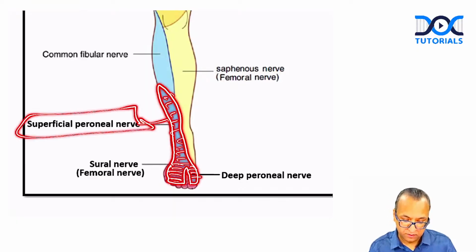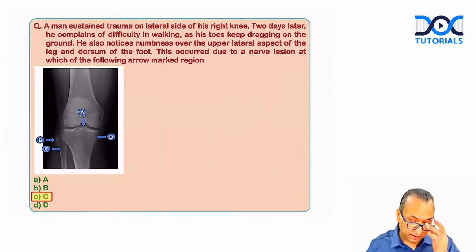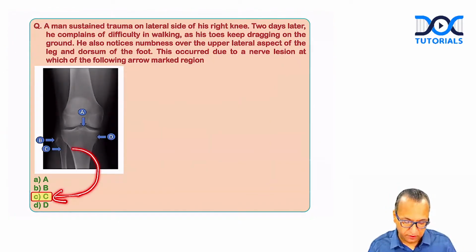And if you go to the great toe, it is L5. So it is the dermatome. Sometimes questions come on dermatome. Here we'll keep our answer C because C is the neck of fibula. This is a territory of the common peroneal nerve. Maybe a fractured neck of fibula.